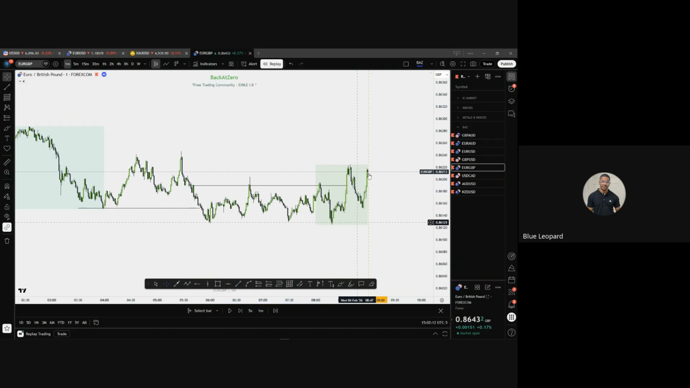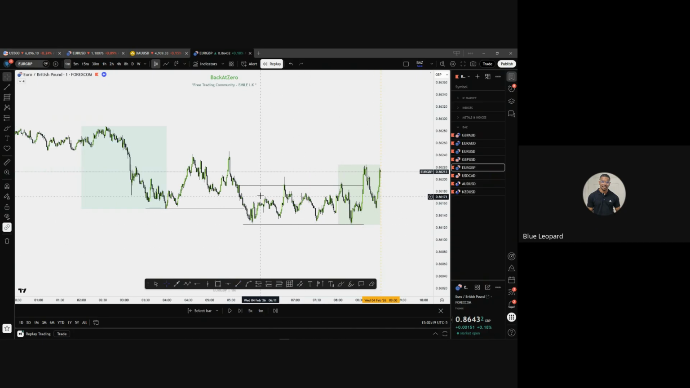Boom, here. We closed above it here. Why am I marking this like this? Because this was a range. You can see it. This is just a range. When did we break out of the range? It was here. What time is it?